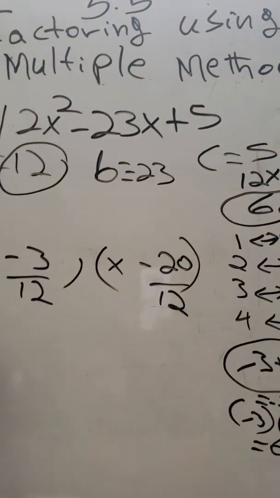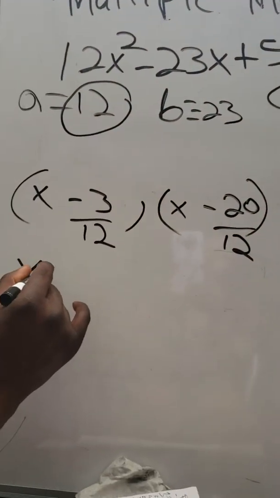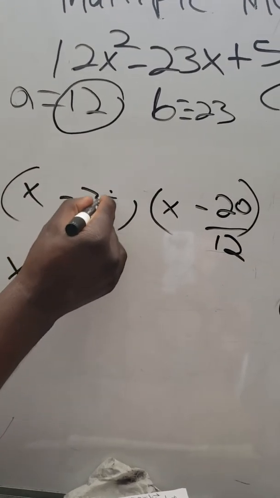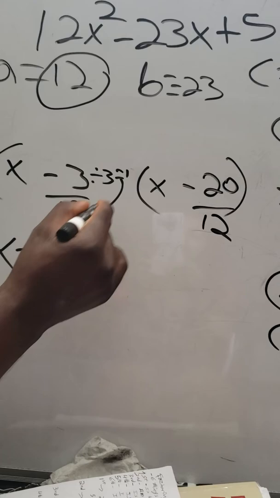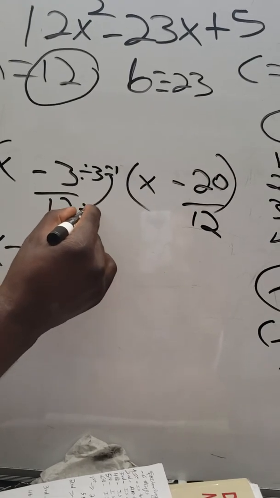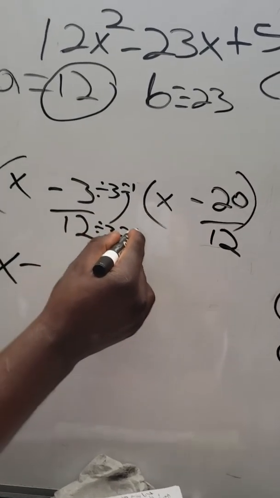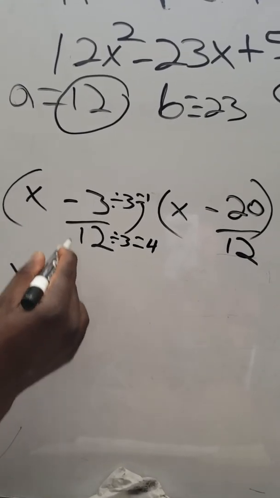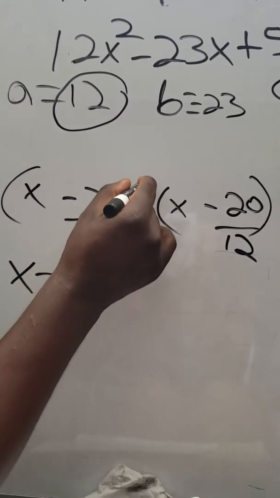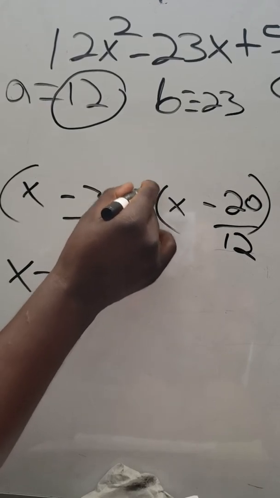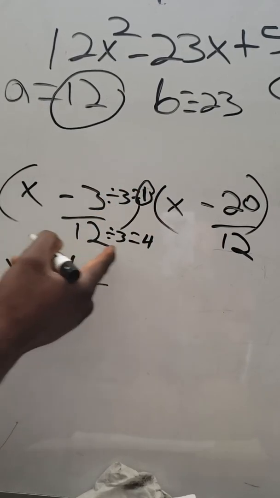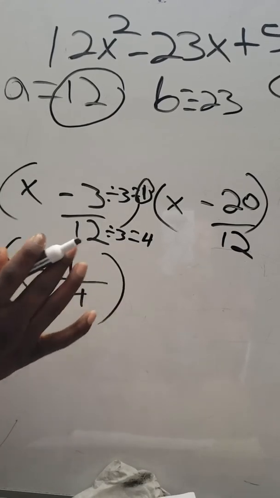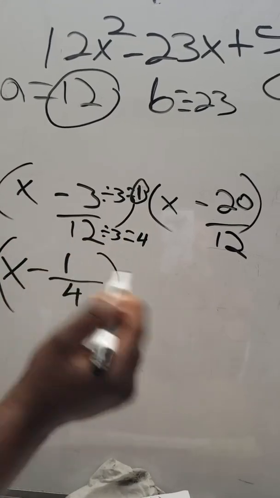Then you come down with x minus, and this can be simplified, because you can divide 3 by 3, which gives you 1. You can also divide 12 by 3, and it gives you 4. So what we're going to bring here is the 1, the answer to dividing 3 by 3. And 12 divided by 3 is 4, so we're going to bring 4 here. We're going to leave this the way it is for now, but we're not done with that yet.